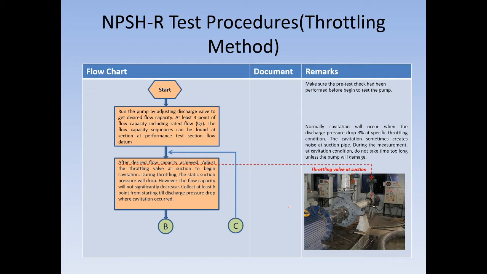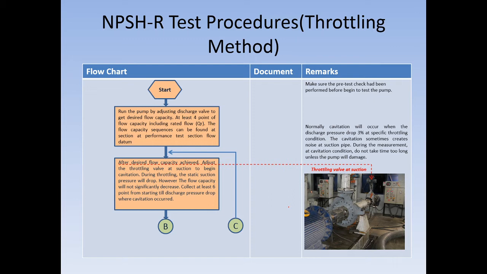Sorry. There are two types of net positive suction head required testing method. The first method is very common, the throttling method, and the second method is the vacuum tank method. Okay, let's go to the throttling method.